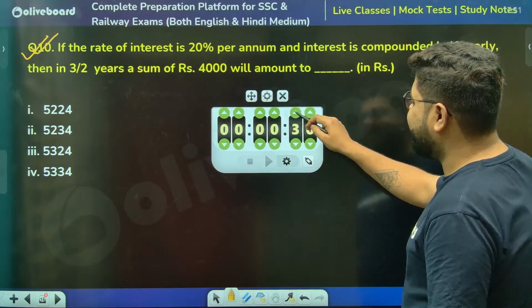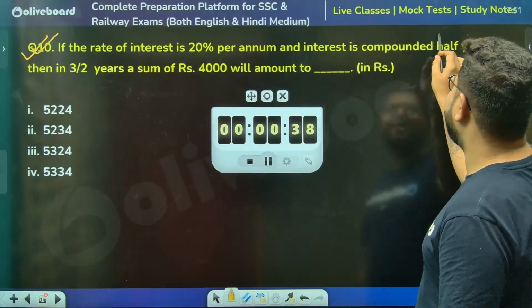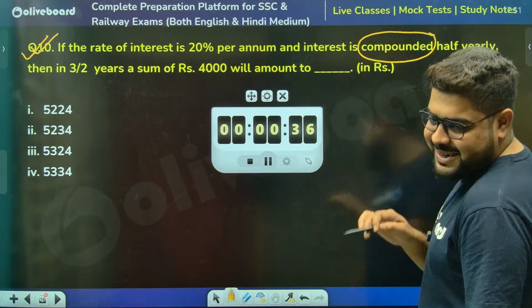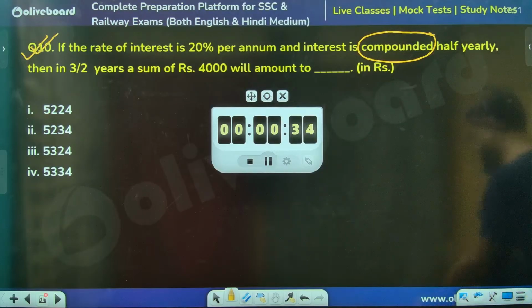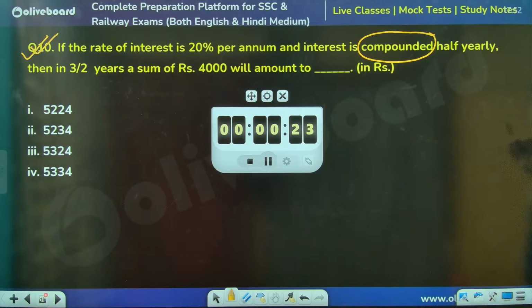Sir, compound interest question. I know many people see this word and they hit next. That cannot be the case. Please do this question, everyone.